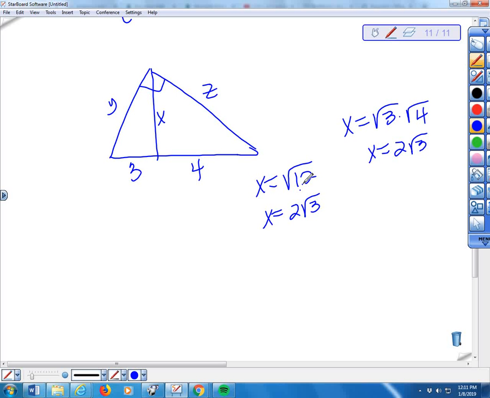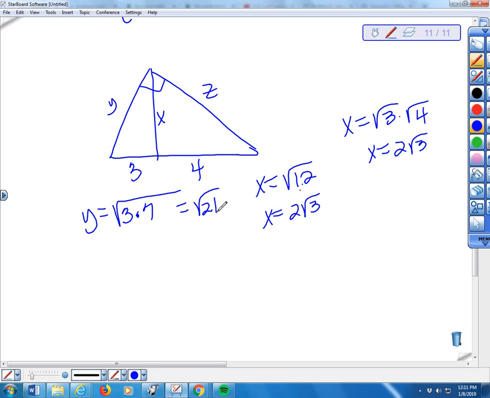Okay? So how do I figure out y? Three times 7. You add them. Now, neither one of these are perfect squares, so it's not going to do me any good to do them separately. That's just the square root of 21.